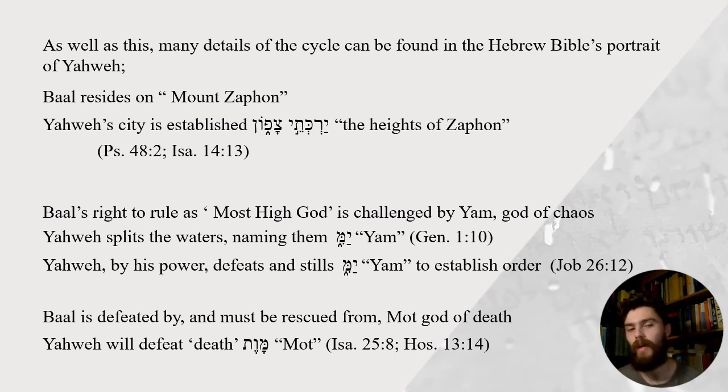In the same way, Yahweh, as we read in a lot of those Chaoskampf scriptures, splits the waters and names them Yam in the Hebrew. So fascinatingly, the Hebrew word Yam is the same as the Canaanite word Yam, and they both communicate this idea of a chaos deity of the seas. Similarly, Yahweh, by his power, defeats and steals Yam to establish order, and that's in the passages of Job as well.